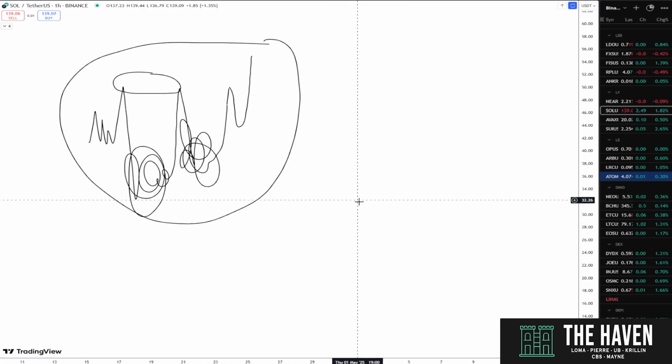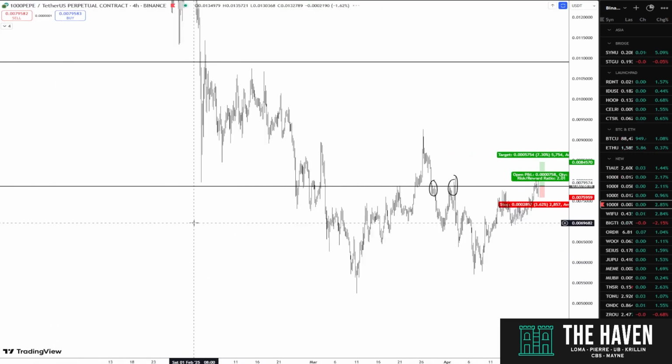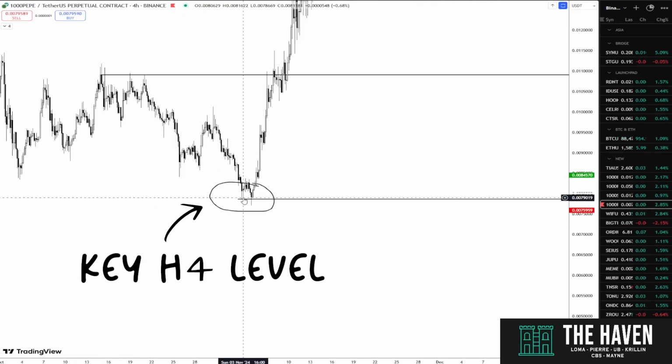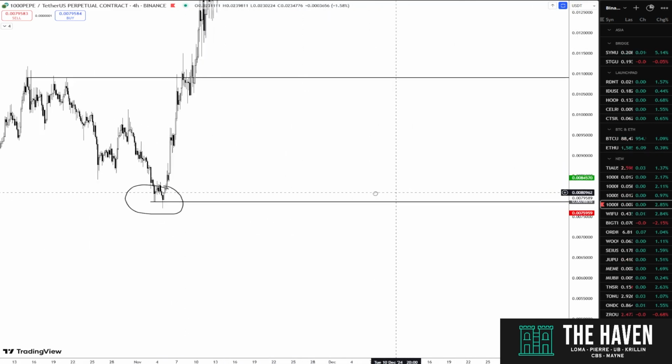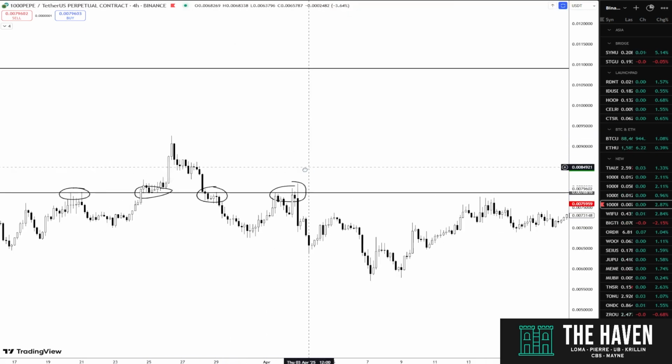So now, after that explanation, let's go to the Pepe chart. H4 chart. Where does this even start? Okay. This H4 level is from early November of 2024. Okay. Extend this to the right. We have clear rejections from this H4 level, clear support from this H4 level. Okay, look at all those interactions.